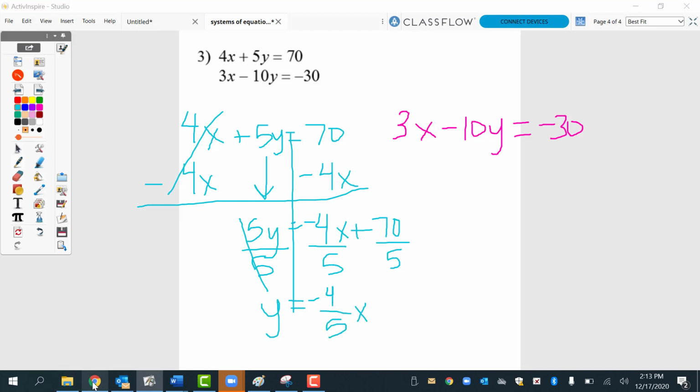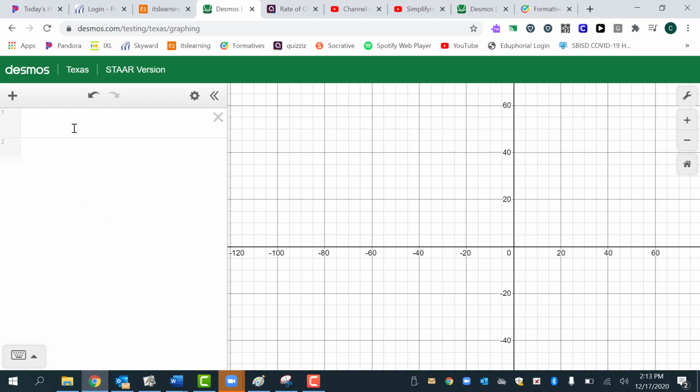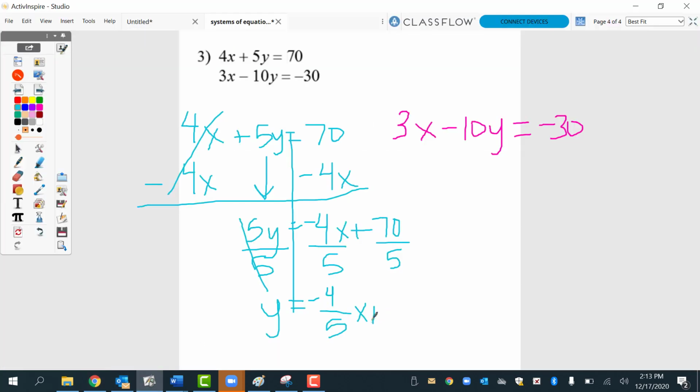The positive 70 divided by 5, 70 divided by 5 is 14. So I'm putting plus 14. Now that's solved for y. So this equation is ready to go. I can type that in. But this other equation is not solved for y, so I have to solve that for y as well.